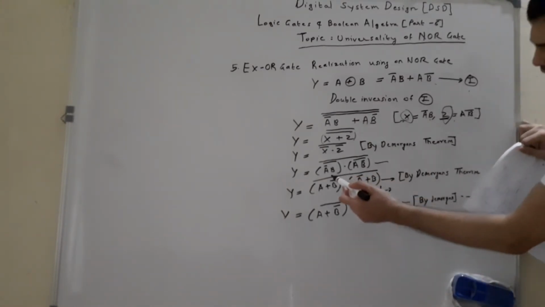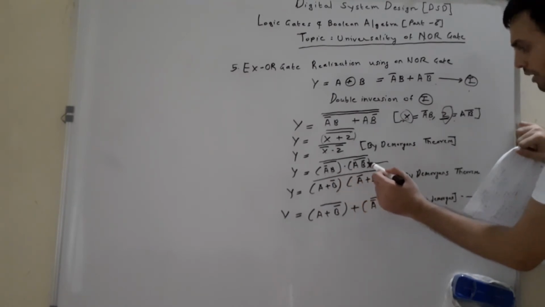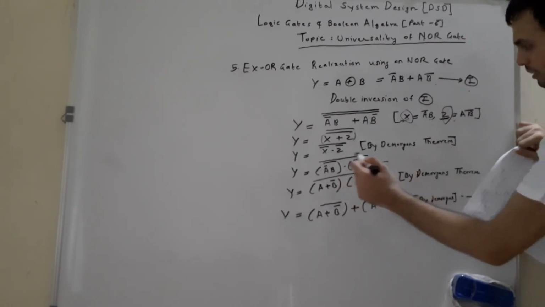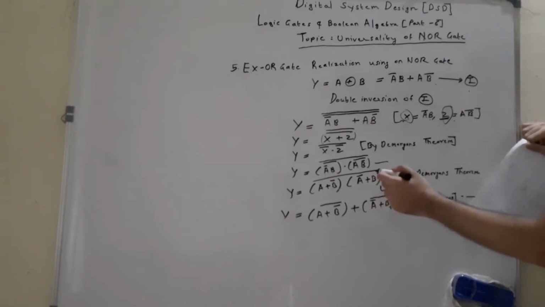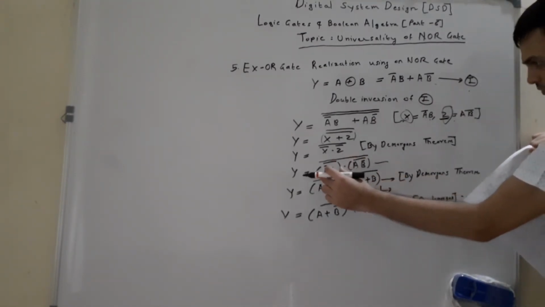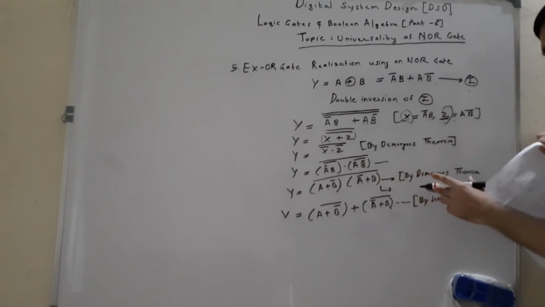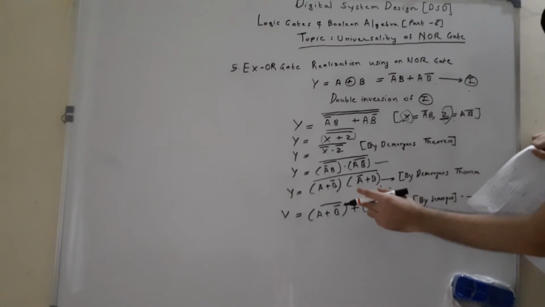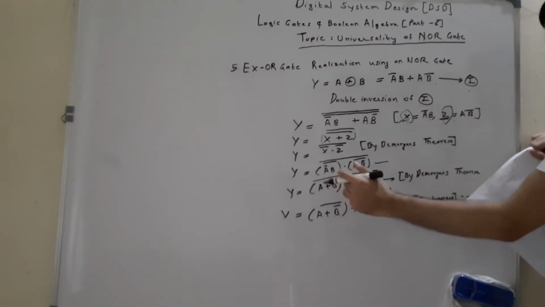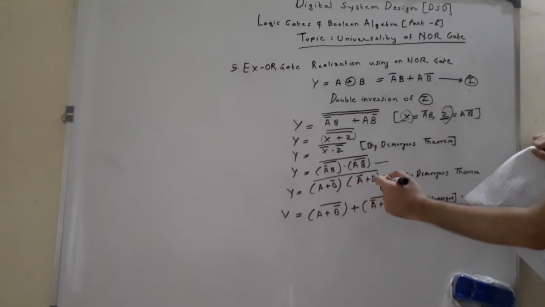So now we get this expression: A bar B the whole complement into AB bar the whole complement, and the entire expression whole complement. And then again we apply De Morgan's theorem. Now we have an expression of type A bar dot B bar, if you look at it. When we apply De Morgan's theorem, we get an expression A dot B the whole complement. So that is nothing but A plus B bar and A bar plus B the whole complement.